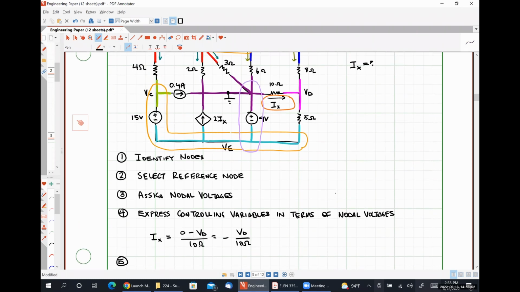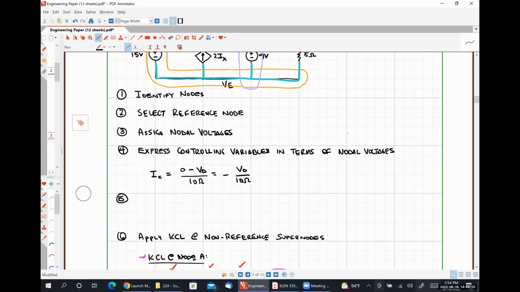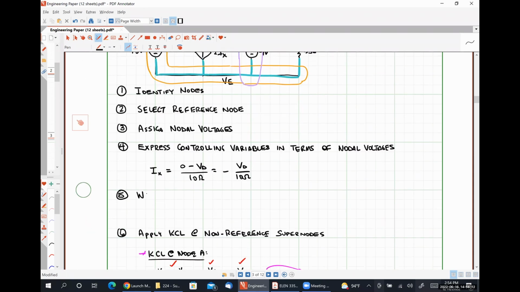When we wrote our KCL equation for supernode AB, that supernode contains 2 nodes, so we need to be able to get 2 equations out of it. Our first equation is our KCL equation. Our second equation is going to be a voltage relationship equation. And we are going to have to write a voltage relationship equation for all voltage sources.